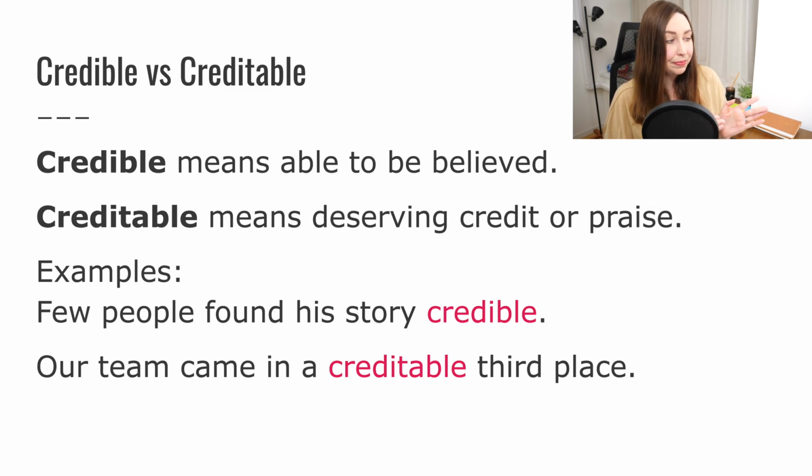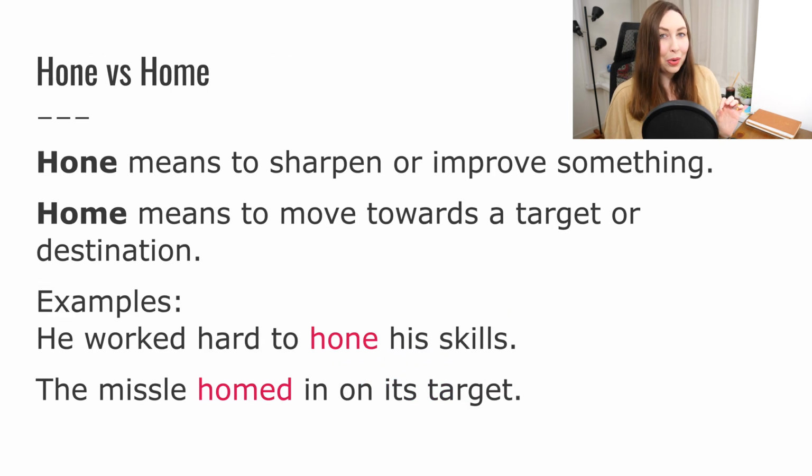Second example, our team came in a creditable third place. So that means they did a good job. They came in third place. It's not something super great or super amazing, but they did a good job. It's creditable. They deserve some praise. Good job, good job.